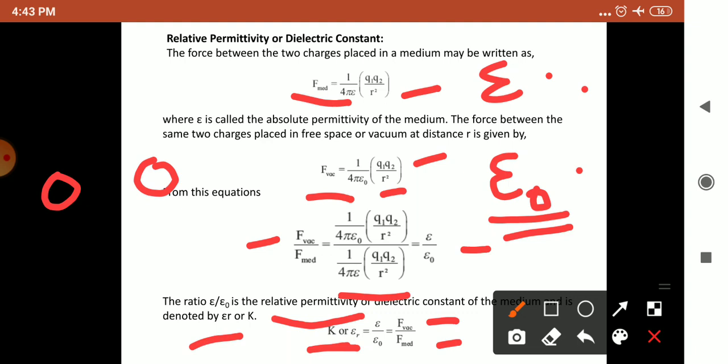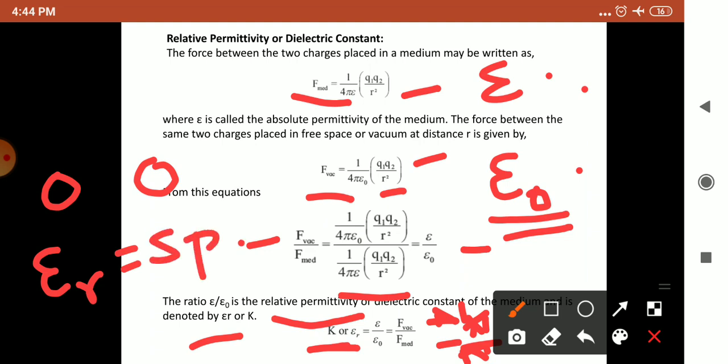So this epsilon r will give a dimensionless quantity. Epsilon r is dimensionless because the force in vacuum will be in Newton and the force of interaction in medium will also be in Newton, so that unit will get cancelled. So epsilon r is a dimensionless and unitless quantity. Then epsilon r is also called specific inductive capacity.